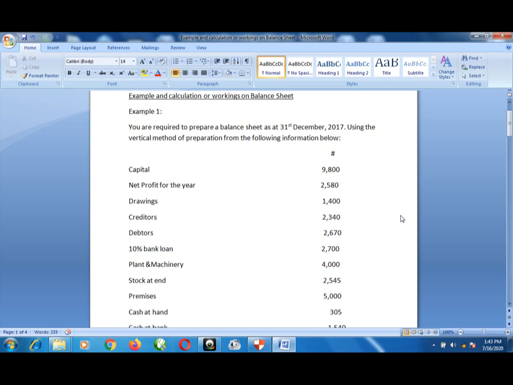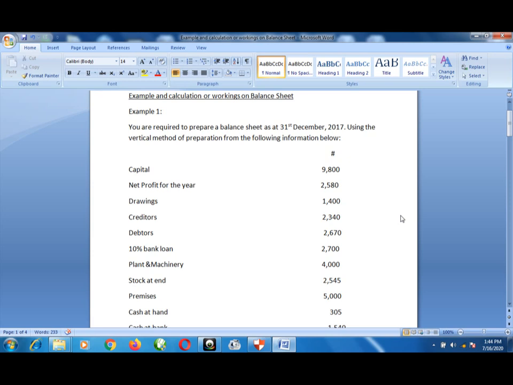Mind you, we are told that we have two sides in preparing accounts, two headings: asset side and liability side. Under the asset side, we have fixed assets and current assets. Under liability, we have current liabilities and long-term liabilities. These were some of our discussions last week. Today, we are moving on to examples and calculations or workings on balance sheets.